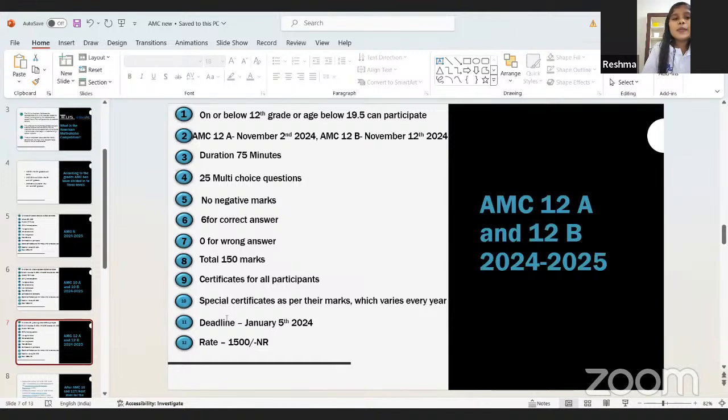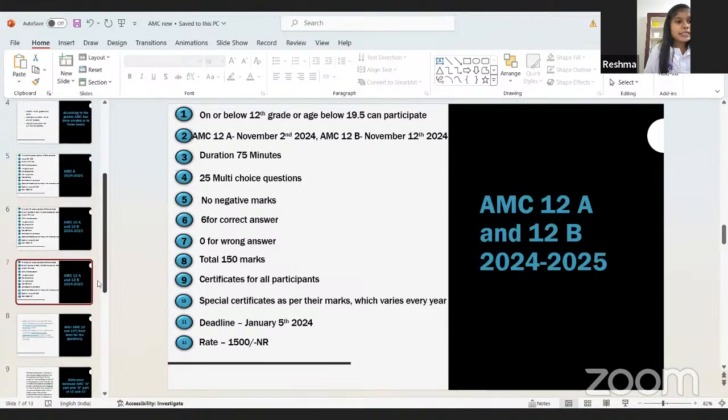To all the participants, we will be giving the participation certificates and also the special certificates like honor roll, distinction, and AIME qualified certificates according to the cutoff marks. The deadline date here is also mentioned by mistake. So sorry from my side about it.